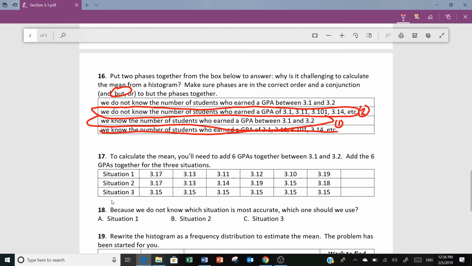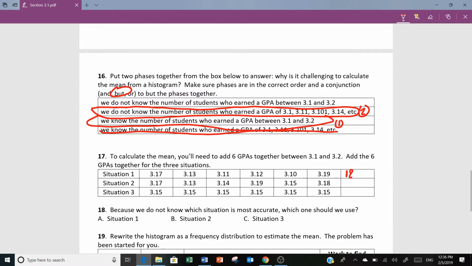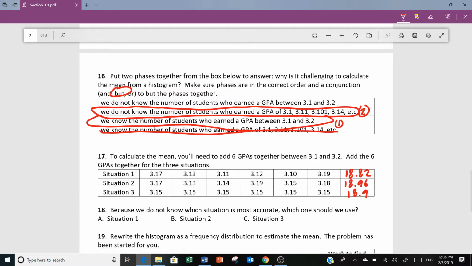So if you add the first situation together, you end up with 18.82. If you add situation 2 together, you get 18.96. And if you add situation 3 together, you get 18.9. Are these numbers that different? No. It turns out that if you make infinitely many situations, they're all going to be around 18.9, maybe 18.8. Basically, no matter how many situations you make, you're roughly going to get the same.